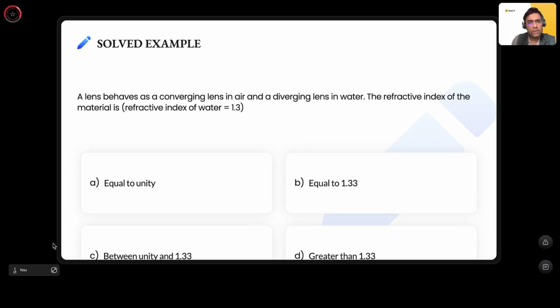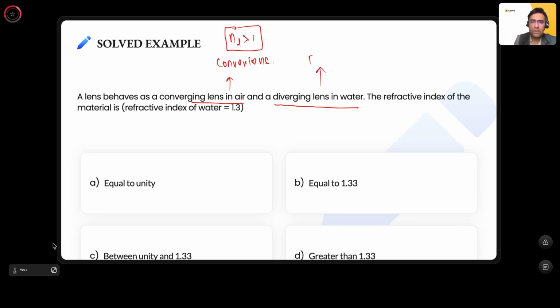A lens behaves as a converging lens in air and a diverging lens in water. The refractive index of the material is. All right. So it is behaving like a converging lens in air, so let's hope it's a true nature. So it's a convex lens basically, so its refractive index will be greater than 1. Now a diverging lens in water.